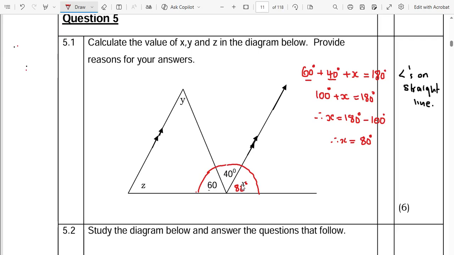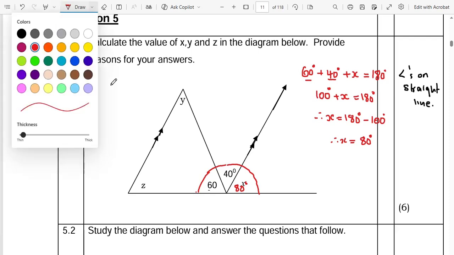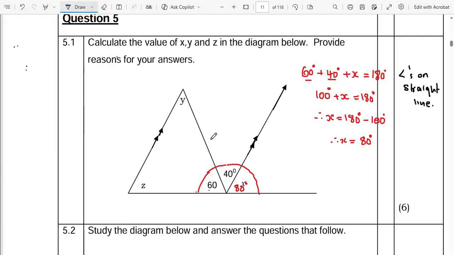Let's find z and y. So far there's nothing that you can do to find z, because there's something missing there. We don't have enough information. But what you can do is look at these lines. You see these arrows. These arrows tell you that these two lines are parallel. What do you know about parallel lines? What can you say about parallel lines?